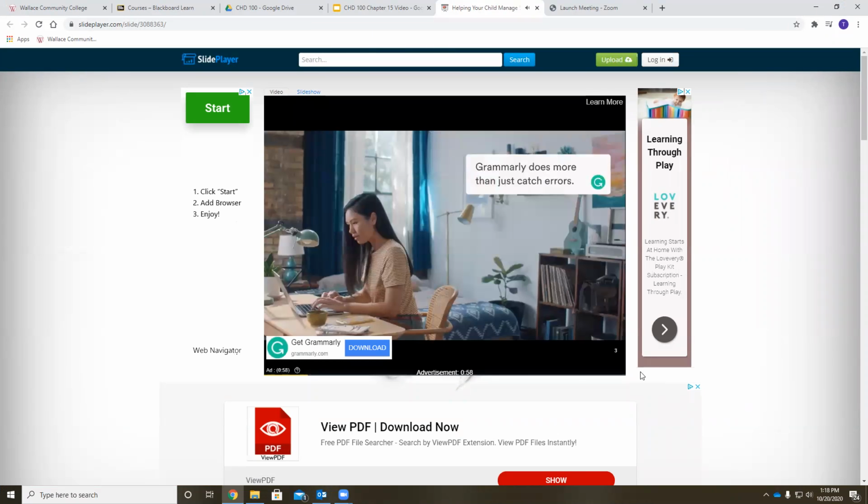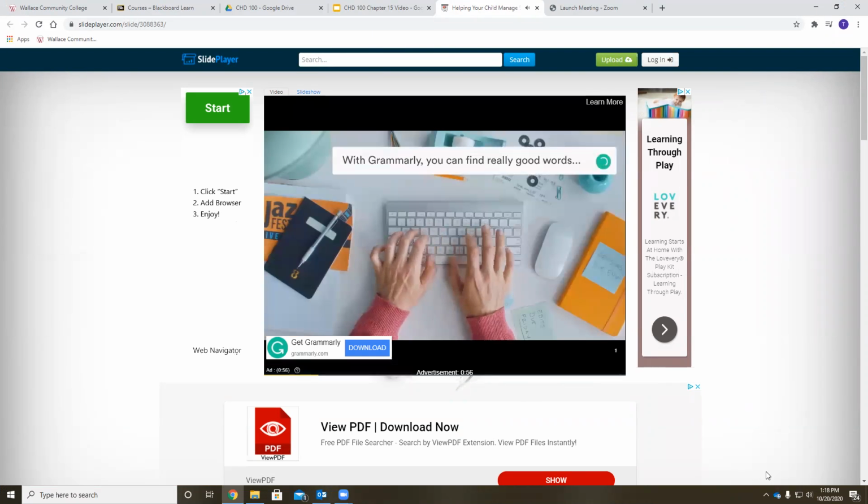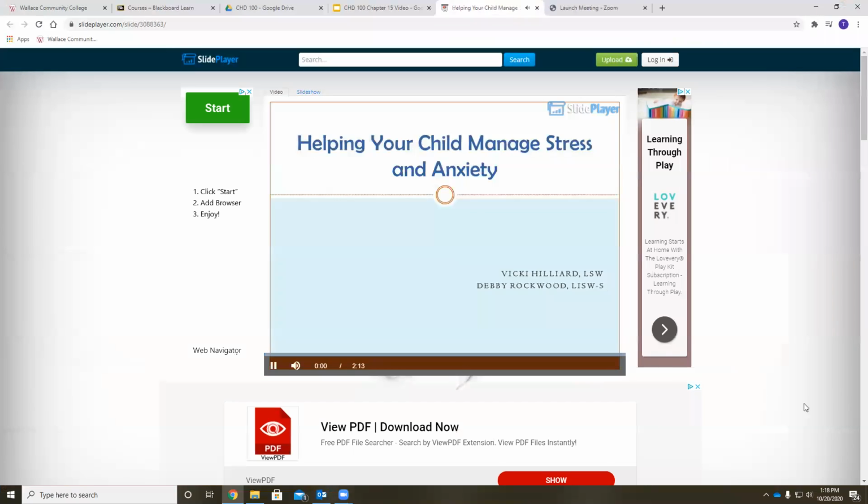Grammarly does more than catch errors. With Grammarly, you can find really good helping your child manage stress and anxiety. Vicki Halier, LSW. Debbie Rockwood, LASWS.